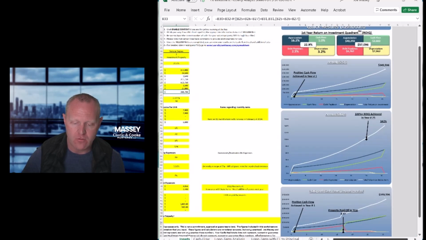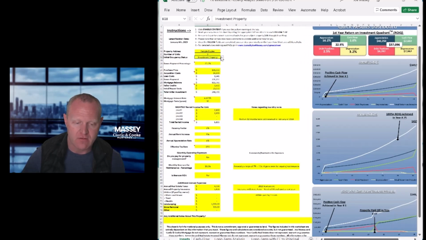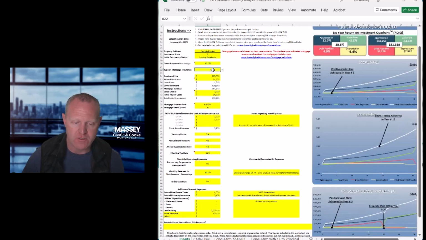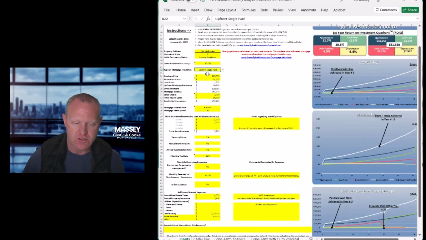What if we were to do a primary residence for this property, live in one side, rent out the other? Let's just put 15% down. Now we're going to have mortgage insurance, and we can select monthly or upfront. Let's say we do upfront single premium mortgage insurance. We're going to achieve positive cash flow in year number 3 after we've moved out of the property. It'll be paid off in year number 20. And we're going to achieve that 100% return on investment quadrant in year number 19.